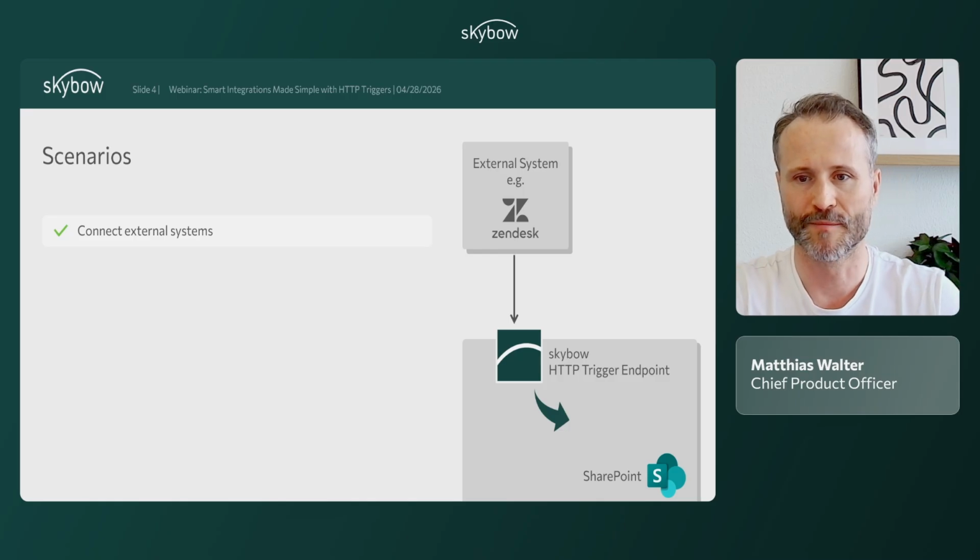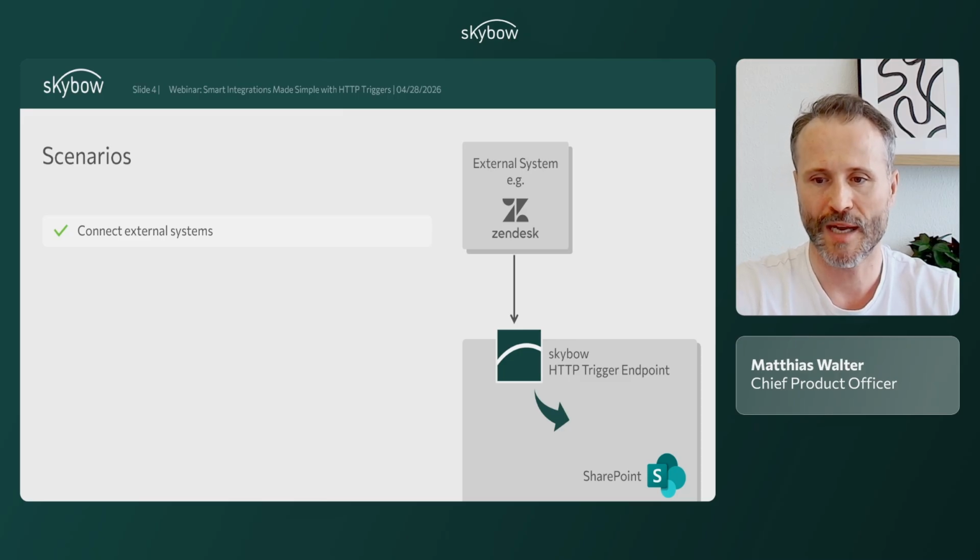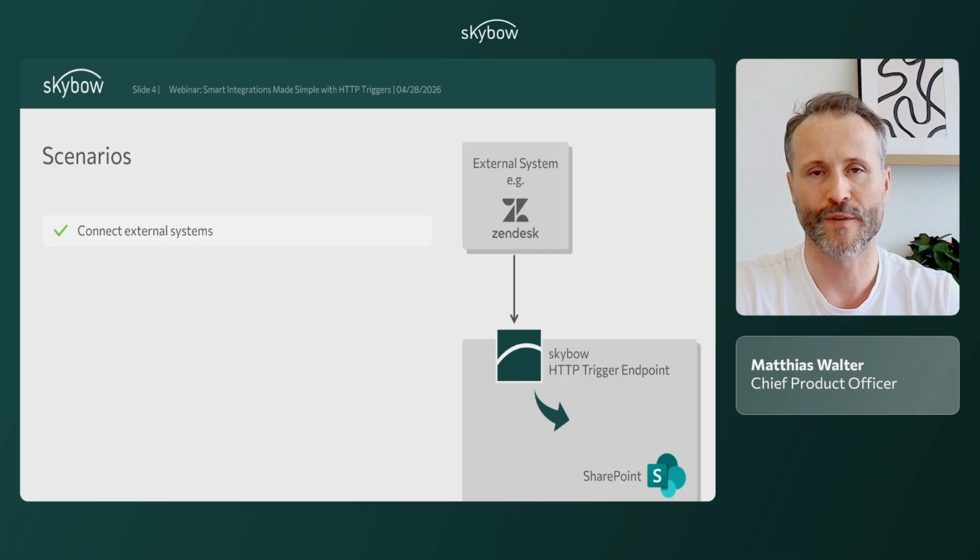So next to Zendesk, you can also imagine SAP, Dynamics, all other systems. If something is added or something is changed, this can notify our endpoint, and then we can do something with this. That's really powerful if you want to connect external systems.